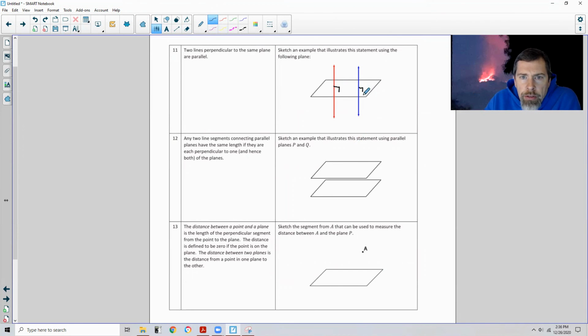So the two lines perpendicular to the same plane are parallel. Sketch an example that illustrates the statement using the following plane. So there it is. So they actually would intersect at, say, this point right here. Think of a piece of paper with two pencils stuck through it. The pencils are perpendicular to the plane, therefore the pencils are parallel.